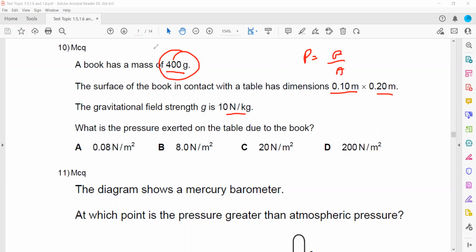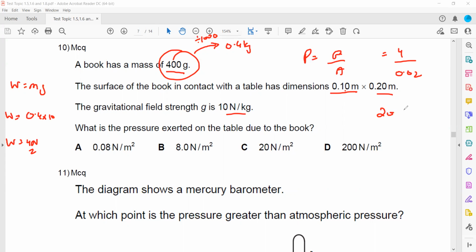Before converting into weight using the formula W equals mg, the mass should always be in kilogram. So first we divide by 1000. 400 divided by 1000 is 0.4 kg. Then 0.4 kg multiplied by gravity gives us the weight, which equals 4 Newton. What about area? 0.1 times 0.2 is 0.02. So 4 divided by 0.02 equals 200 Newton per meter square. So D will be the right answer.